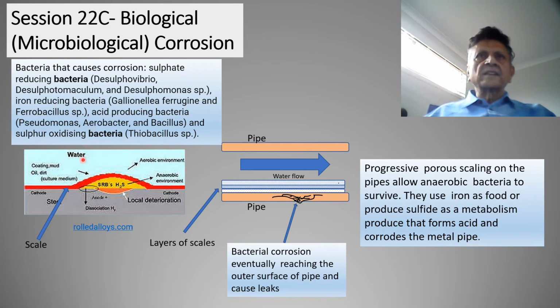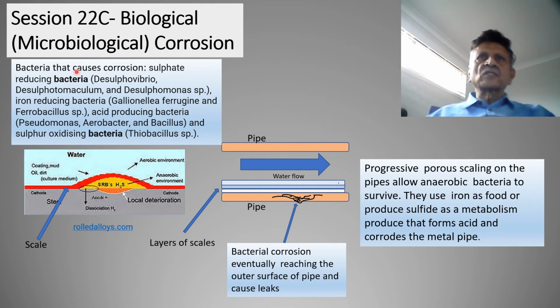In this slide, there is a picture presentation as to how the slime can be a protective portion for the bacteria to accumulate, the corrosion bacteria to accumulate and produce the acids or eat away the iron.